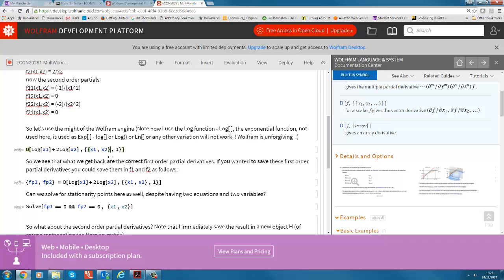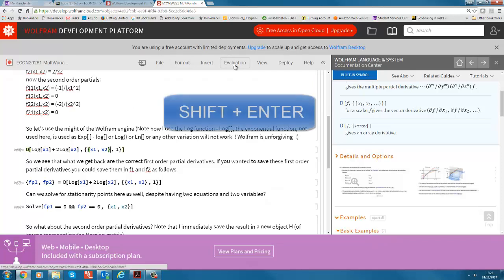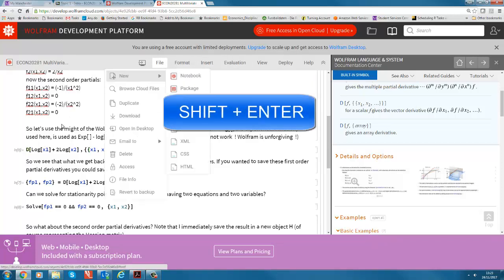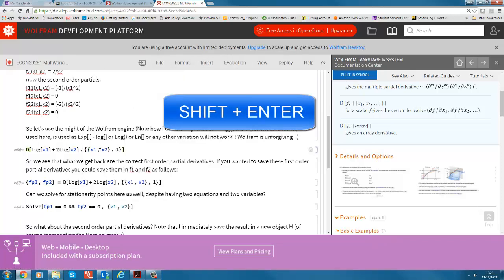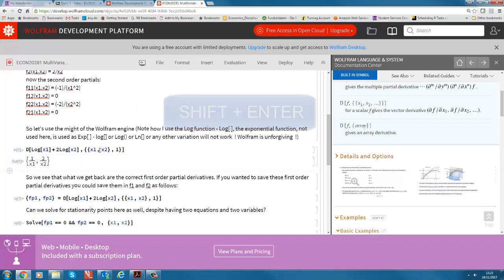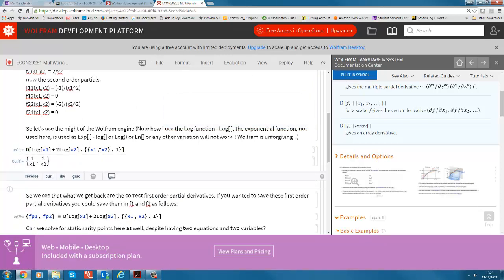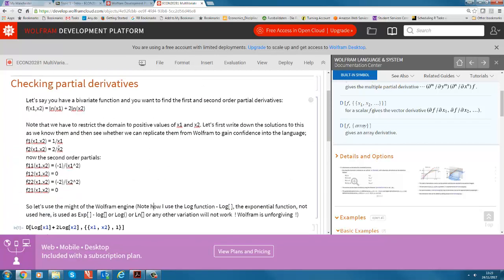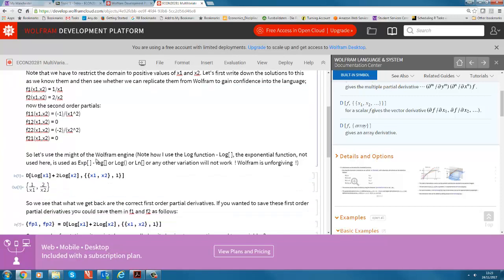So when we run this by pressing Shift Enter, or by going to Evaluation, Evaluate Cells, I like the Shift Enter, the result we get is two results, 1 over x1 and 2 over x2. These are the two first order partial derivatives, and of course they're exactly what we found here, or what we already know to be true. So this is how you get first order partial derivatives.